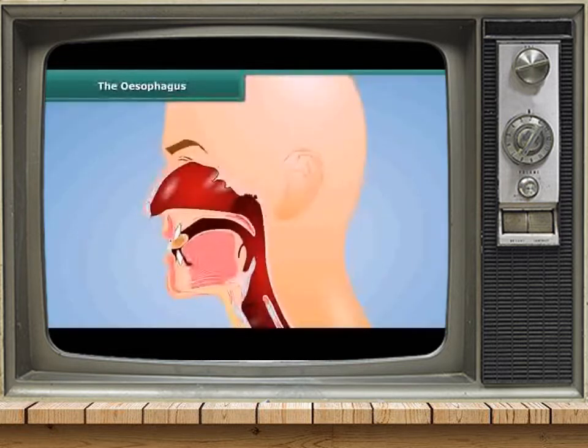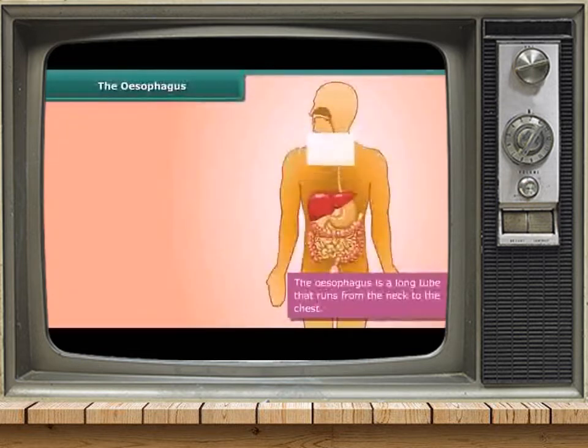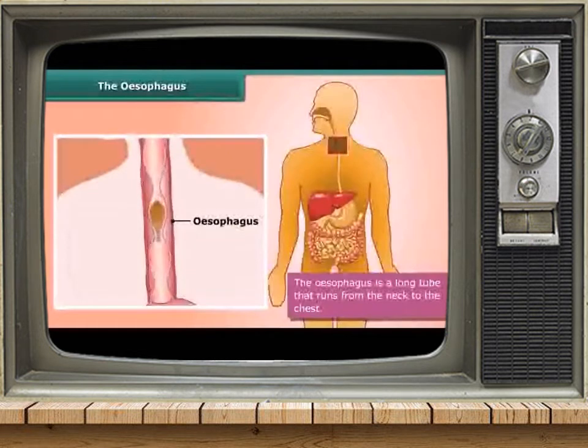When the food we eat becomes soft mass, our tongue pushes it to the food pipe or esophagus. The esophagus is a long tube that runs from the neck to the chest. The movements of its walls force the food to the stomach.